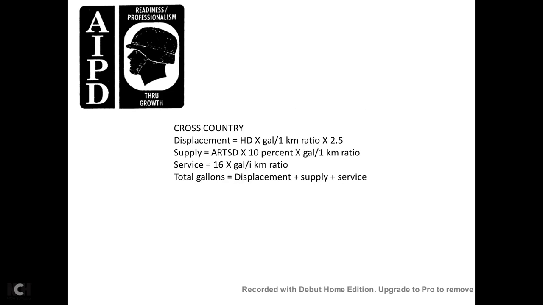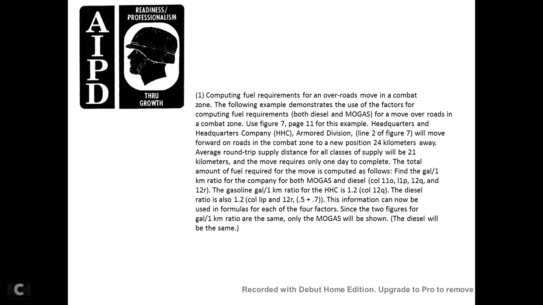Cross-country displacement: MD times the gallon-per-kilometer ratio of 2.5. Supply: RTSD times 10% times the gasoline kilometer ratio. Service: 16 times the gallons-per-kilometer ratio. Total gallons: displacement plus service plus supply.